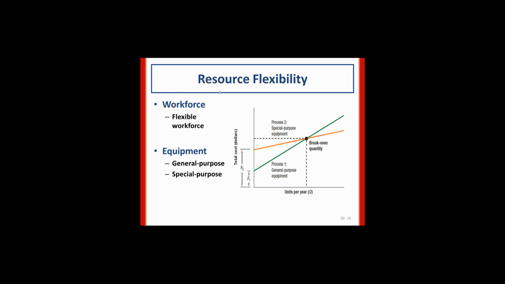Another type of resources we call equipment. Equipment resources can be flexible. When equipment can be flexible, there are two types of equipment flexibility. Equipment can be used for general purpose, which can be applied to many products, or can be special purpose when it is applied for only a specific process.